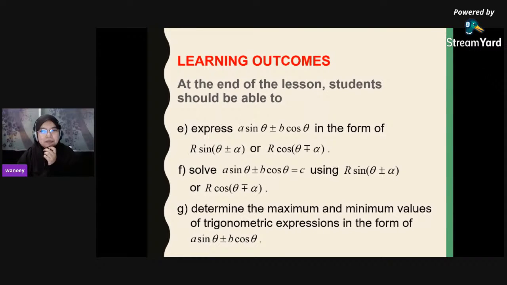Okay, so the learning outcome. At the end of the lesson, you should be able to express A sine theta plus minus B cos theta in the form of R sine theta plus minus alpha or R cos theta minus plus alpha. So I'm going to teach you how to change from A sine theta plus minus B cos theta into something with R sine or something with R cos. And then to solve A sine theta plus minus B cos theta equal to C by either using R sine or R cos, and then determine the maximum and minimum values of trigonometric expression in the form of A sine theta plus minus B cos theta.